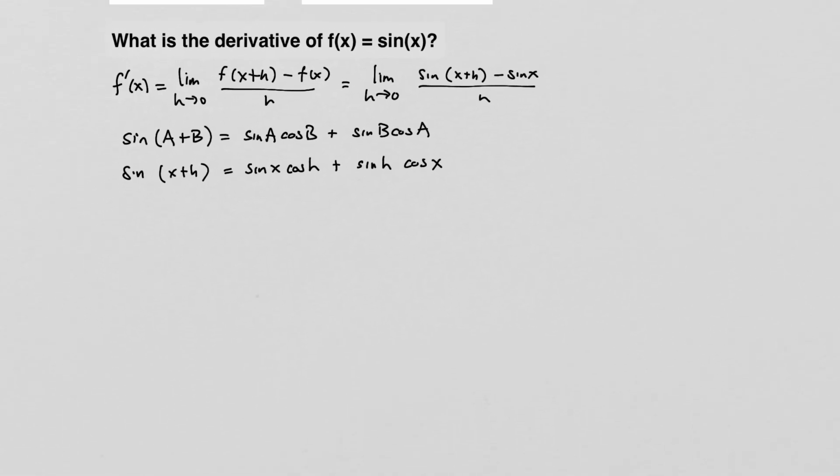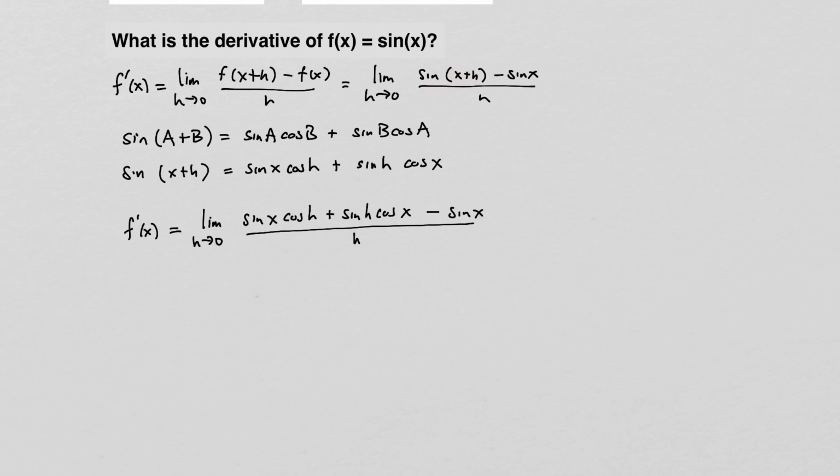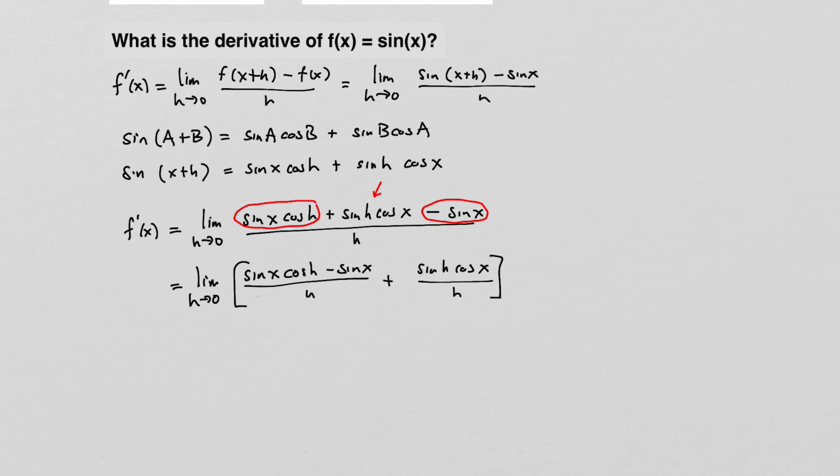And so now let's just substitute that expression into here. And so here is what we get. And now what I'm going to do is take this fraction and break it apart into the sum of two fractions. In the first fraction, I'm going to have this term minus this term over h, and in the second fraction, we'll have this term all by itself. And so here is what we get when we break this up.